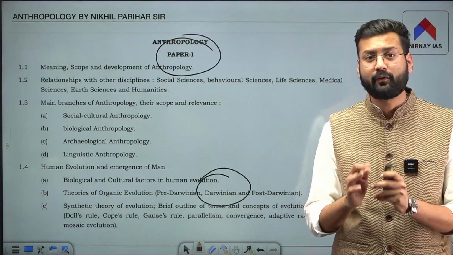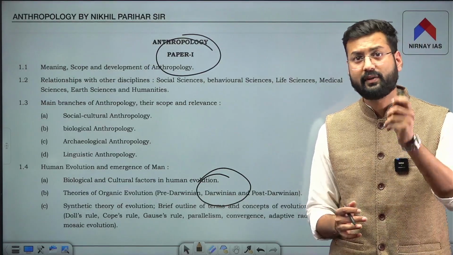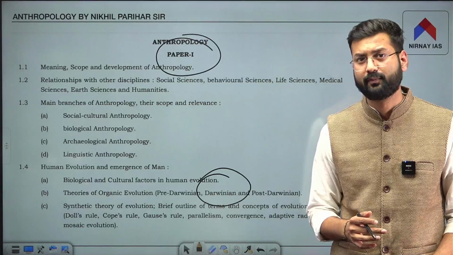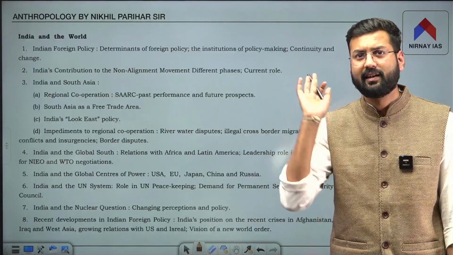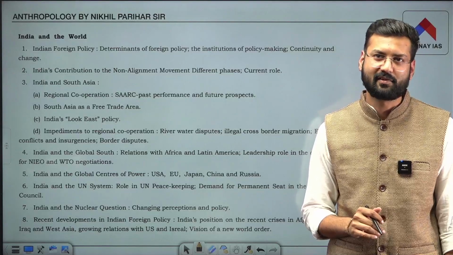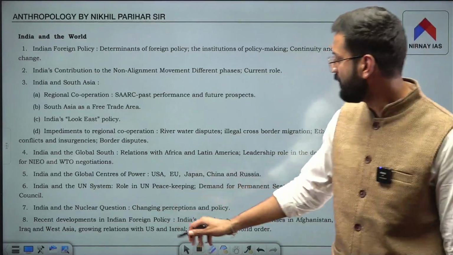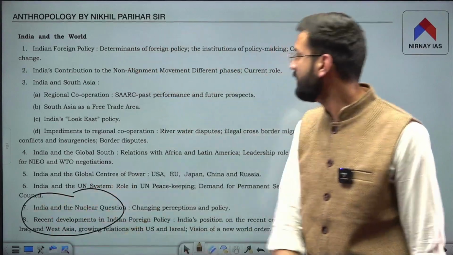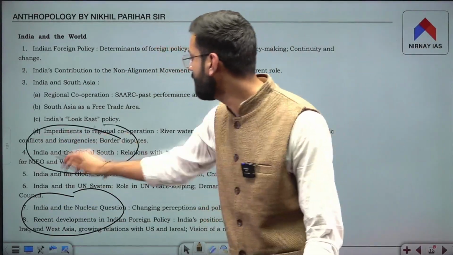So you won't have to invest a lot more time to overhaul your content. Now this is a specialty of anthro, that the syllabus is static. It is going to almost remain static. This is a syllabus of political science and international relations that I want to compare the syllabus with. See, you can see recent developments in Indian foreign policy. Recent developments. What is the relation between India and the global south?